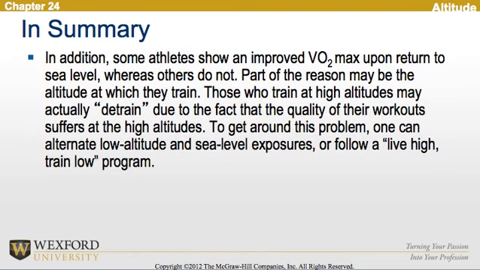In addition, some athletes show an improved VO2 max upon return to sea level, while others do not. Part of the reason may be the altitude at which they train. Those who train at high altitudes may actually detrain due to the fact that the quality of their workout suffers at the high altitudes. To get around this problem, one can alternate low altitude and sea level exposures to follow a live high, train low program.